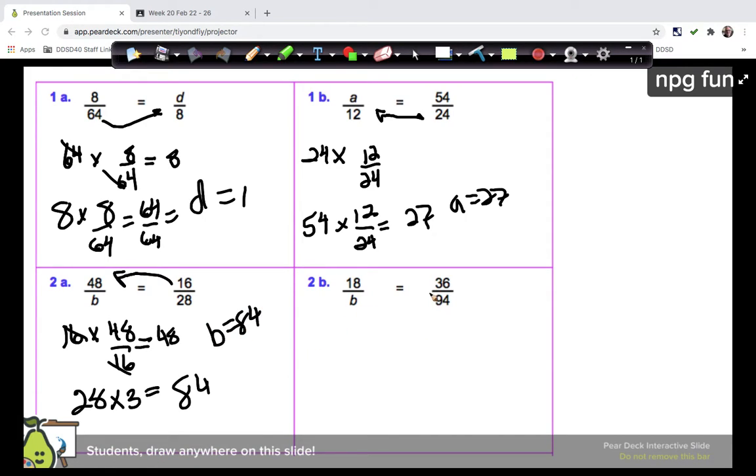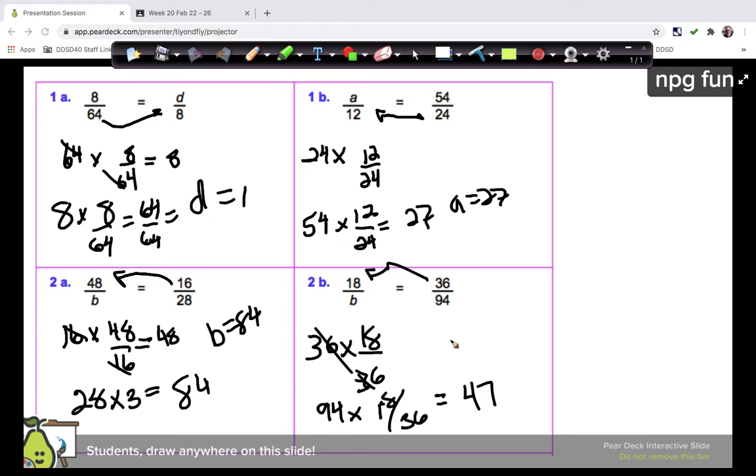And I'm going to go from 36 to 18. So I can go from 94 to B. So 36 times 18/36, those cancel out, so that means I'm going to do 94 times 18/36, which is 1/2, and 1/2 of 94 is 47. So B is equal to 47.